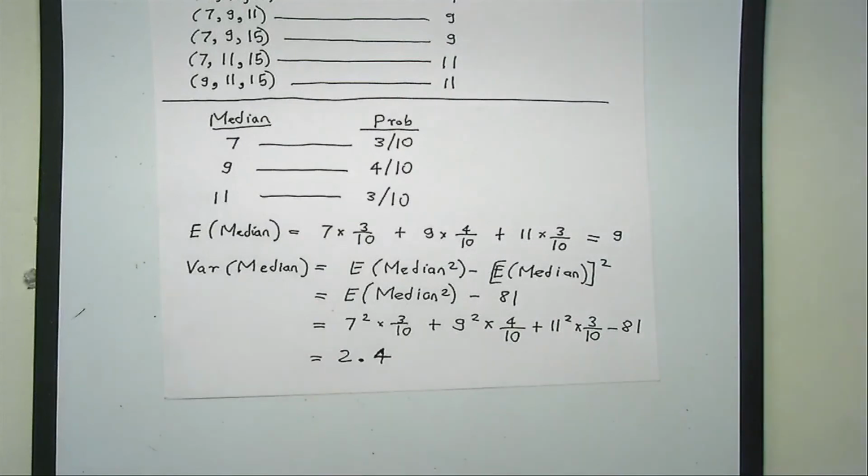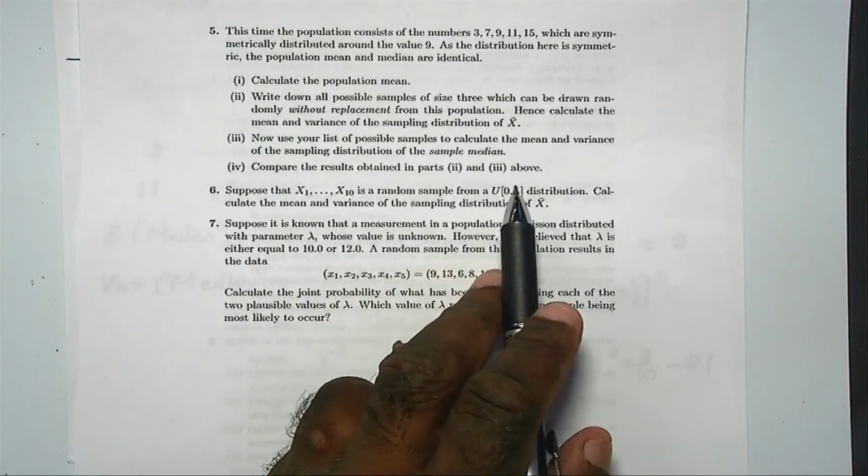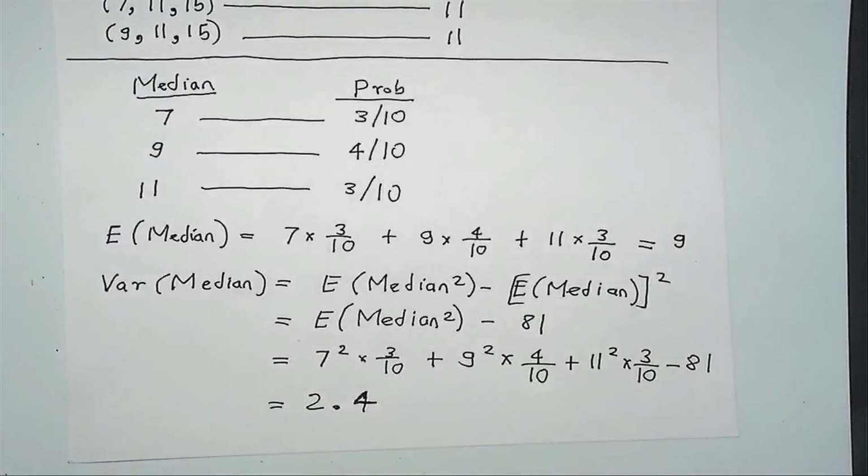Okay? Alright, so now that's part 3 of question 5. Now part 4 is asking you to compare the results of parts 2 and 3. You may recall that in part 2 the variance was 2.667 and in part 3 the variance is 2.4. So you can see that the variance for the median is smaller.